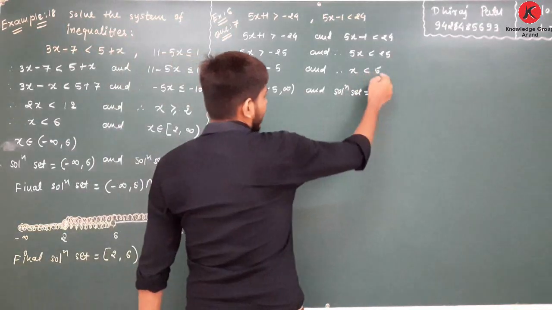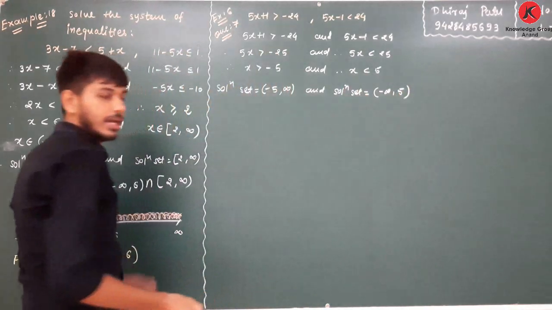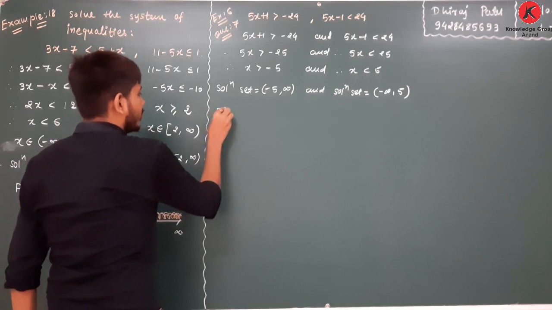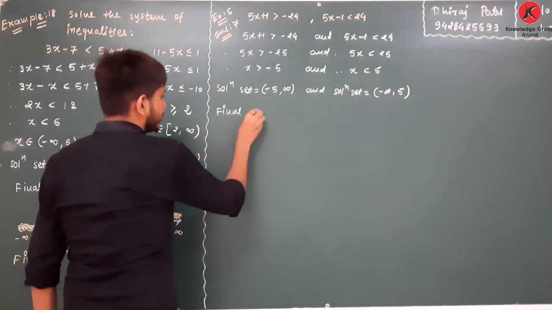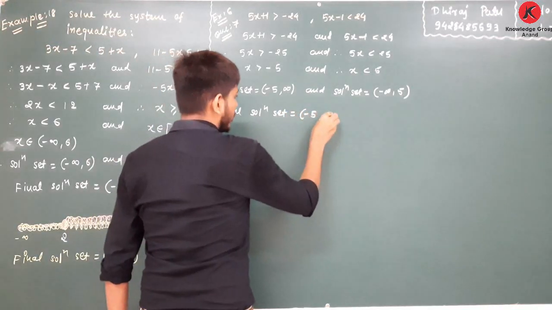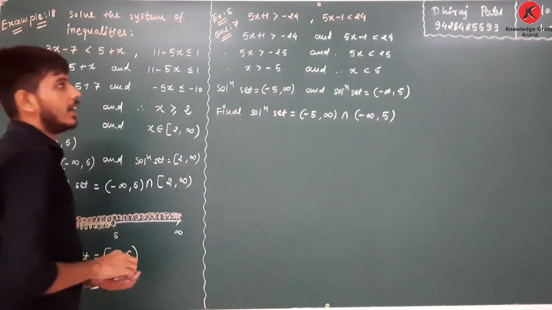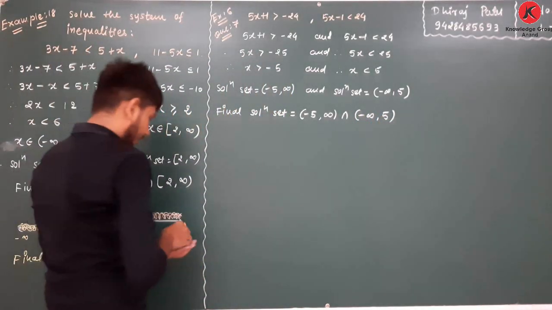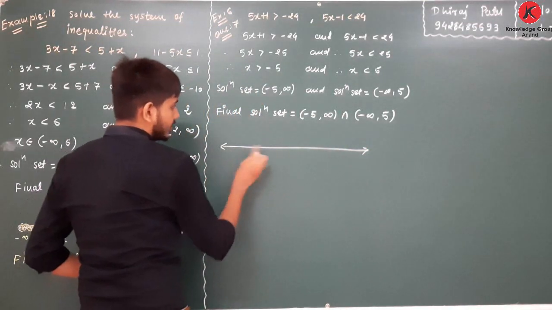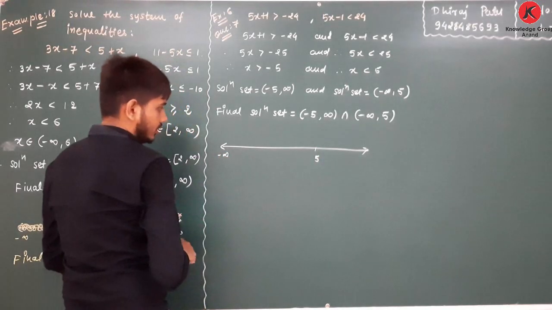Okay, the solution set is x less than 5, that means minus infinity to 5. Now what do we have to do with both? Intersection. So therefore the final solution set equals minus 5 to infinity intersection minus infinity to 5. Both are not included here. Now represent on the number line and take the intersection. So this is minus infinity, this point is 5. We have not included it.